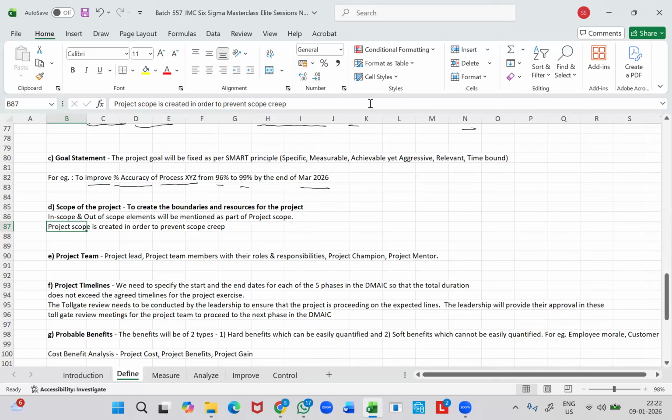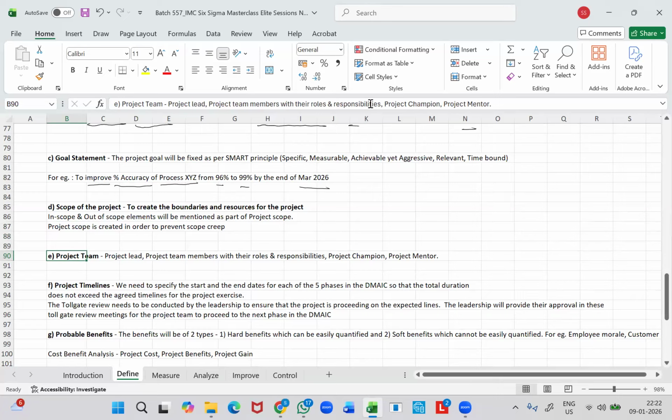Then comes the project team. We all know we will have the project lead along with the team members, their roles and responsibilities. And then the project champion would be part of the leadership team, along with the project mentor, who would be providing guidance and support to the project team for them to successfully close the Six Sigma project exercise, right?